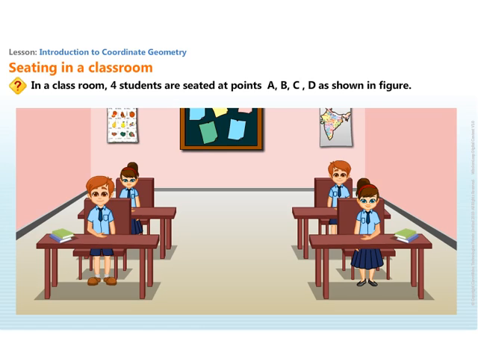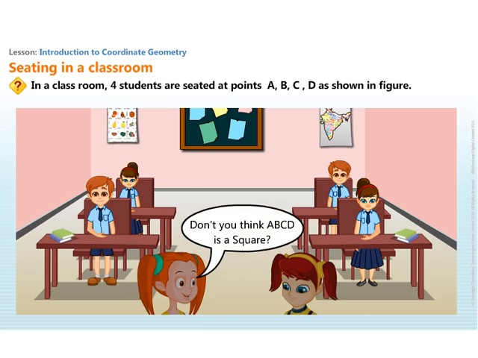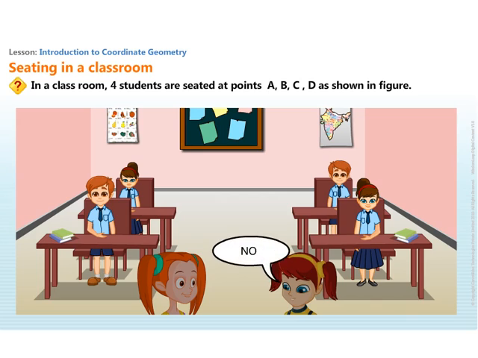In a classroom, 4 students are seated at points A, B, C, D as shown in the figure. Ria and Rita walk into the class and after observing for a few minutes, Ria asks Rita, "Do you think ABCD is a square?" Rita disagrees. Using the distance formula, find which of them is correct.